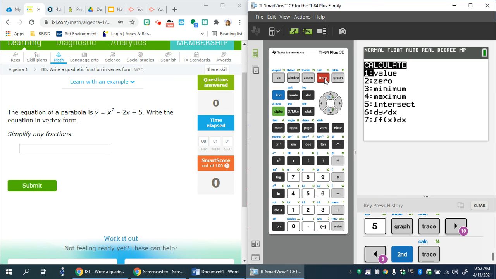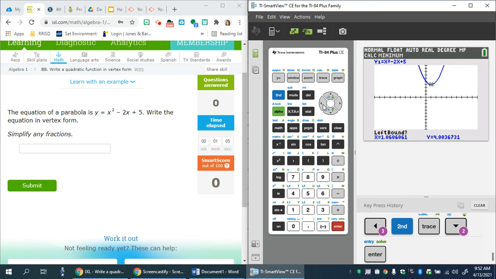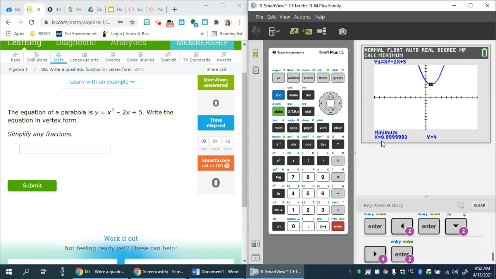You could also second trace it and go for a minimum because it opens up again. So, yep, that's to the left. And that should be to the right, and then I want it to guess. So the minimum is at basically 1, 4. So that is our vertex.